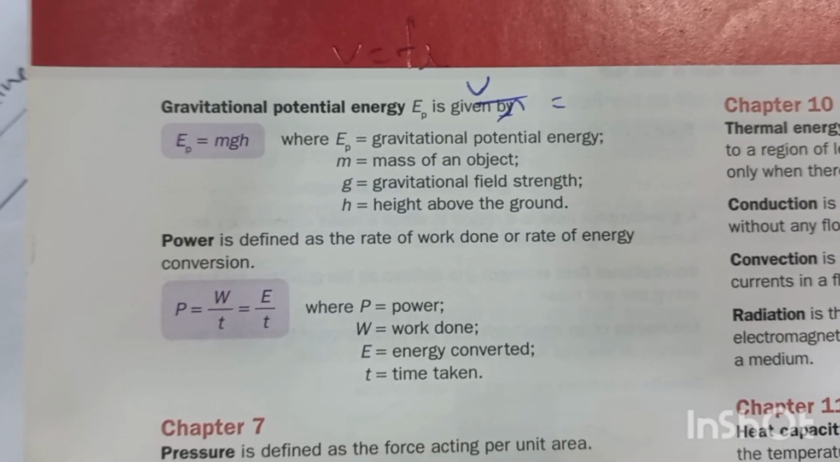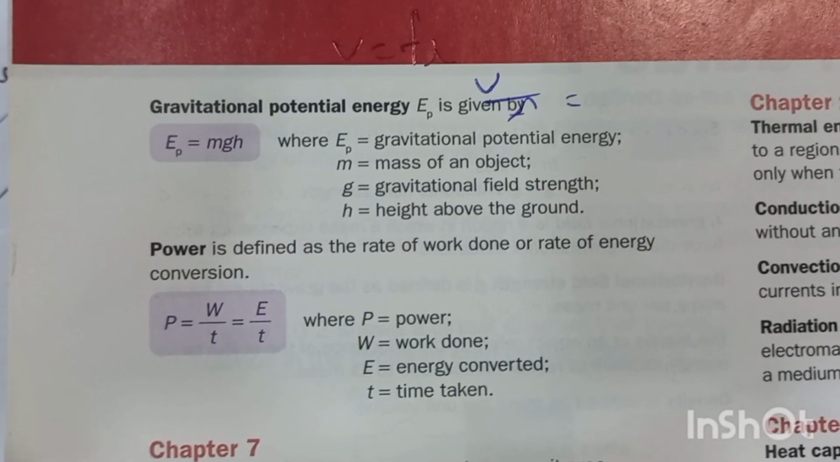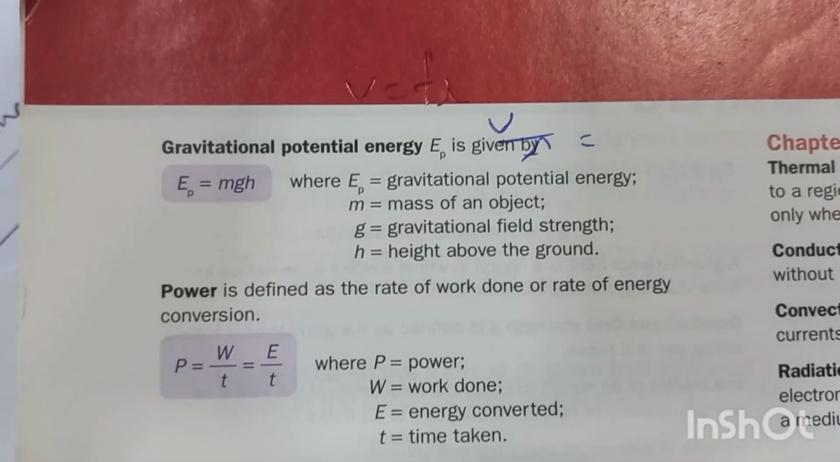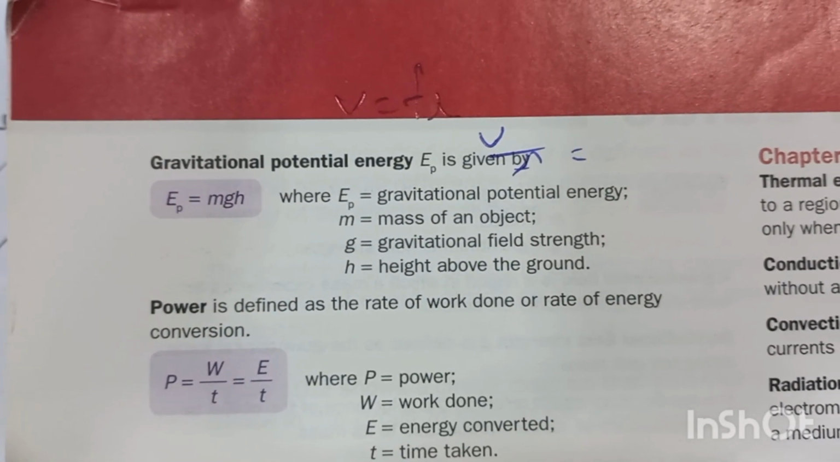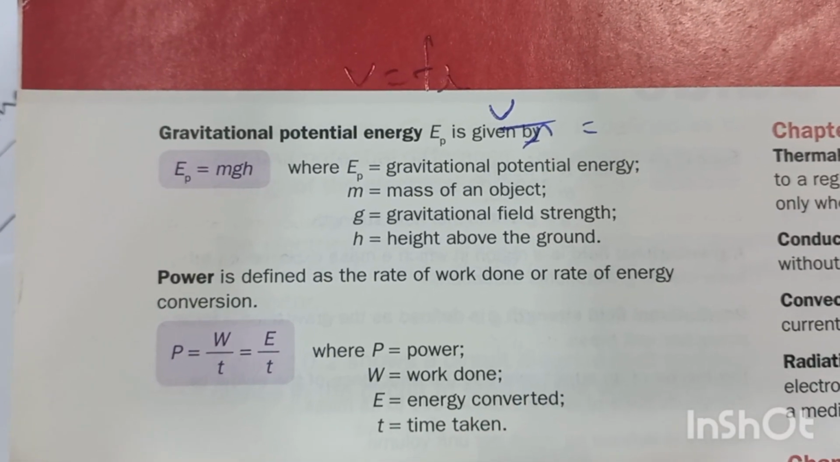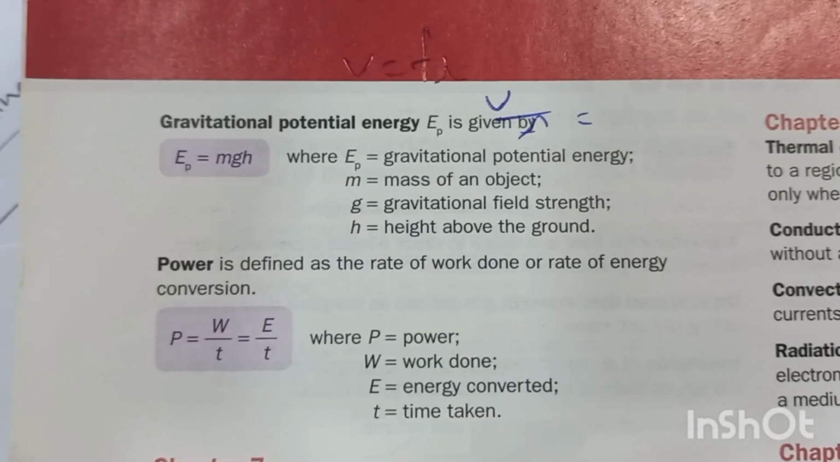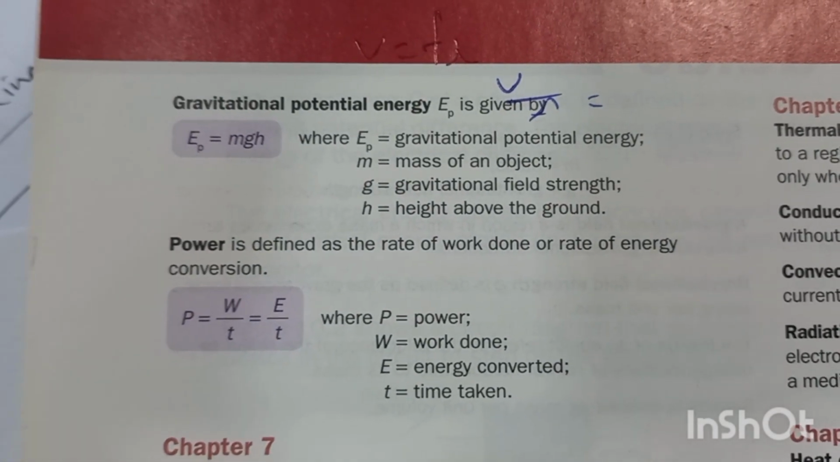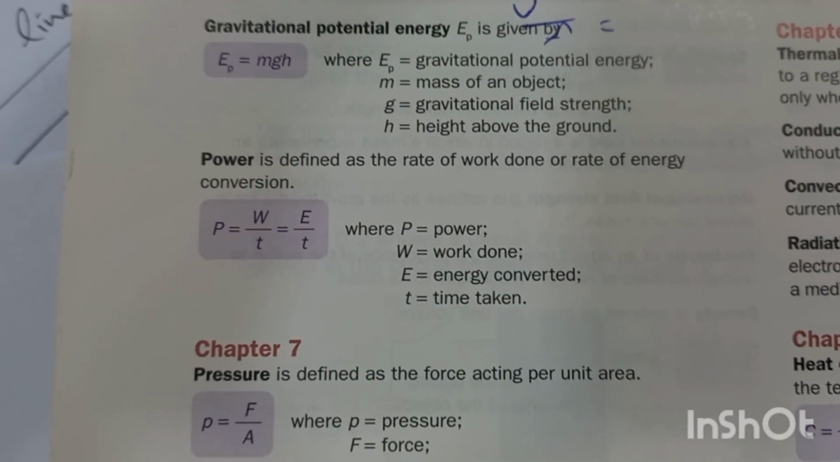Gravitational potential energy is given by Ep = mgh, where Ep is the gravitational potential energy, m is the mass of an object, g is the gravitational field strength, and h is the height above the ground.